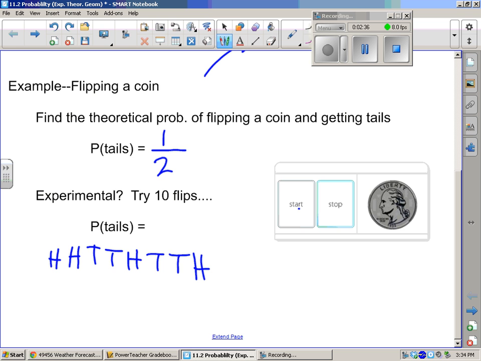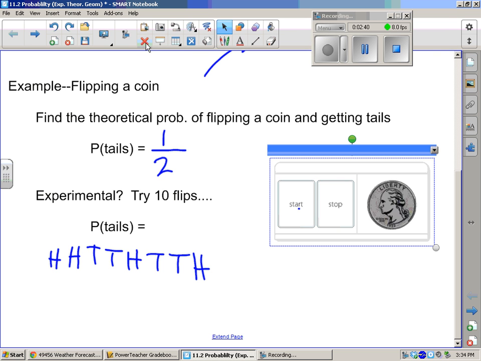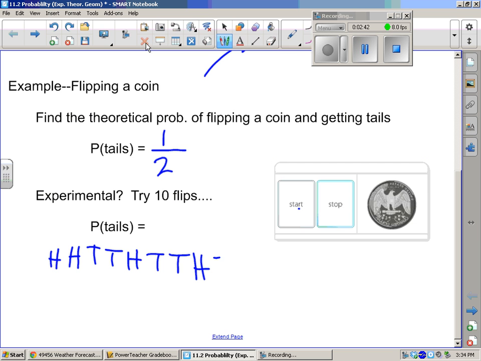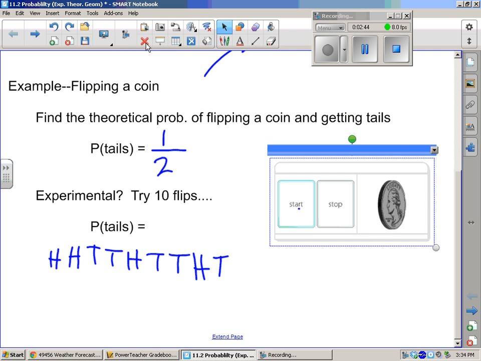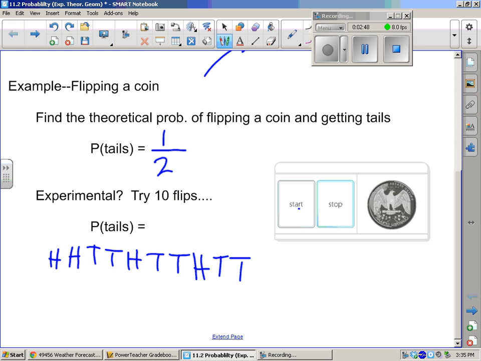How many do we have? 3, 6, 7, 8. Two more. Stop. And one more. Stop. All right. How many times did we run the experiment? 10. And then we considered tails success. So 1, 2, 3, 4, 5, 6. So 6 out of 10.